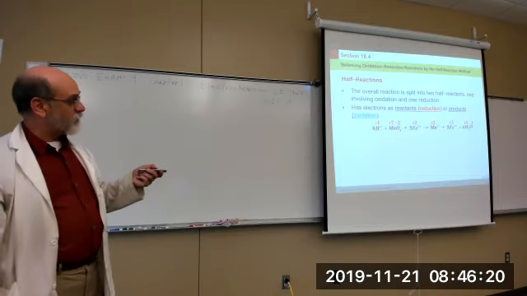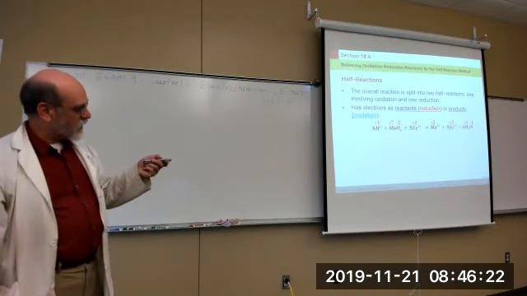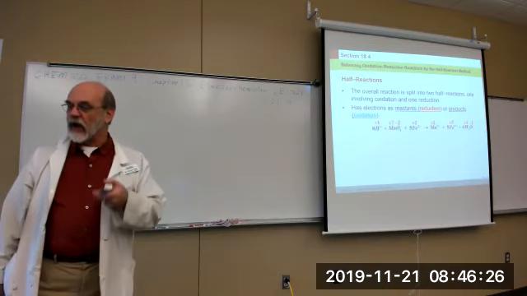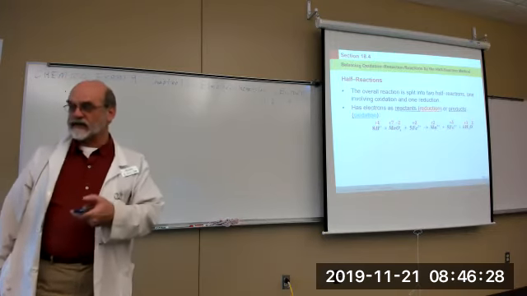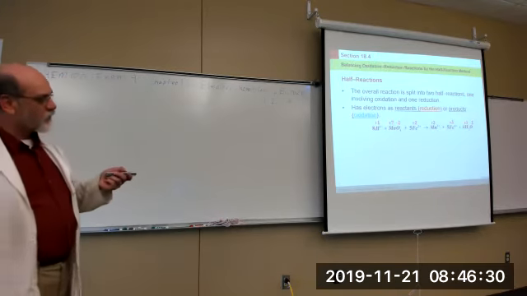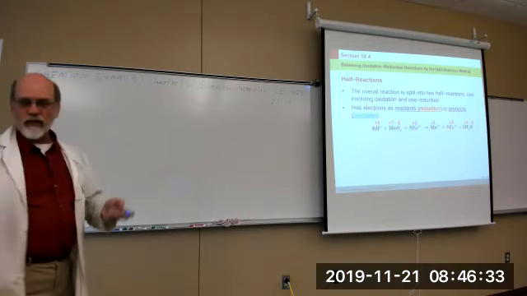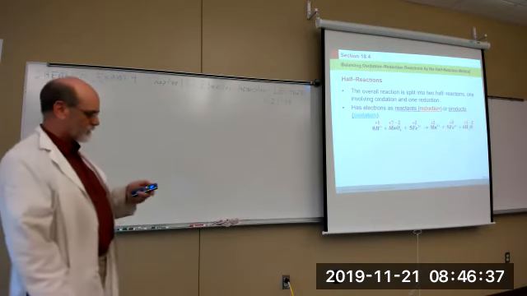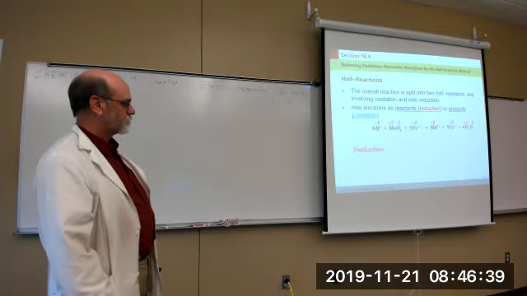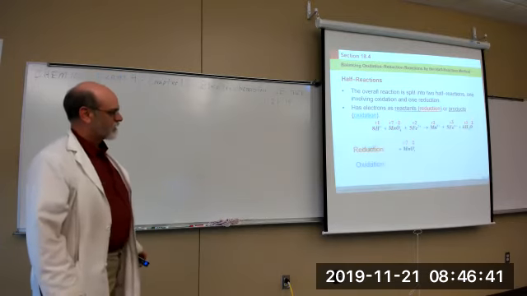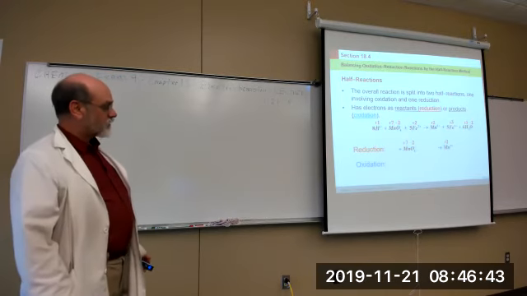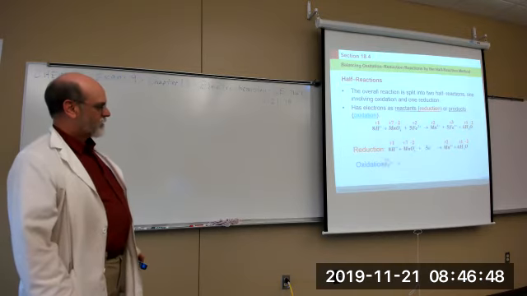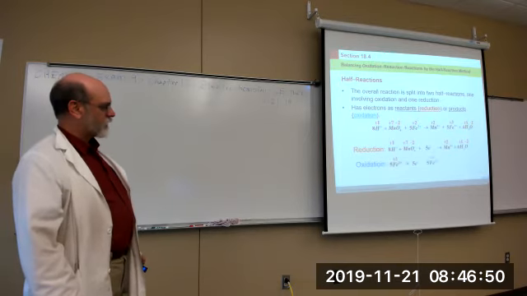Our oxidation half reaction is centered on iron, going from 2+ to 3+, right? So it lost an electron. It was oxidized. So the iron from this one to that one will be part of our oxidation half reaction. So there's our reduction half reaction, and there's our oxidation half reaction.